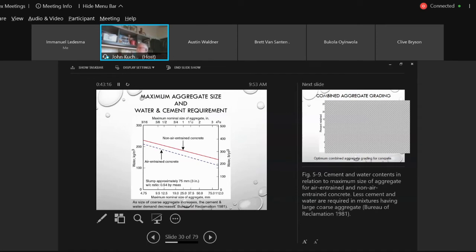Couple of graphs here. Have a look at them. This gives us an idea of the size of aggregate. Now, what we're looking at is we know now that certain sizes of aggregates is going to influence how much water we need.